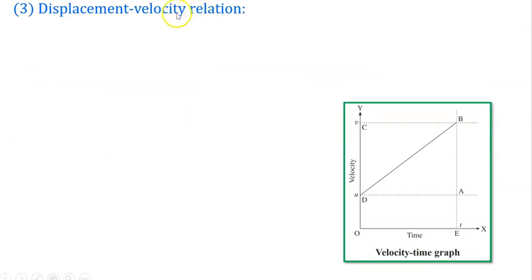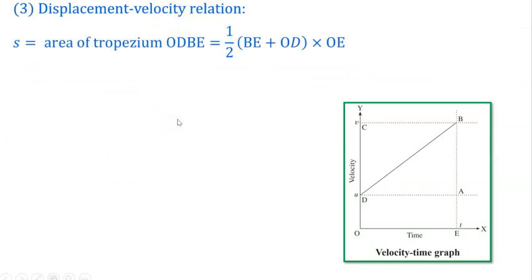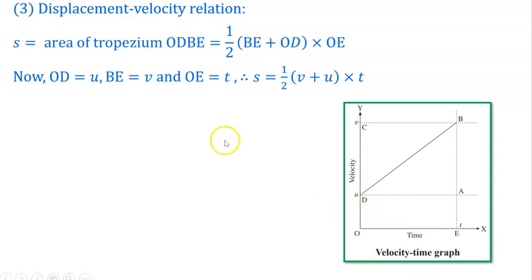Now next, displacement velocity relation, and this is the third kinematical equation. Now see here. S is equal to area of trapezium ODBE. Area of trapezium ODBE is equal to 1 upon 2 into sum of parallel sides. Which are the parallel sides? BE and OD are parallel sides. And what is the distance between them? Distance between them is OE. Now, OD is equal to u, that's initial velocity. BE means final velocity. OE is t, therefore s is equal to 1 upon 2 (v plus u) into t after substitution.